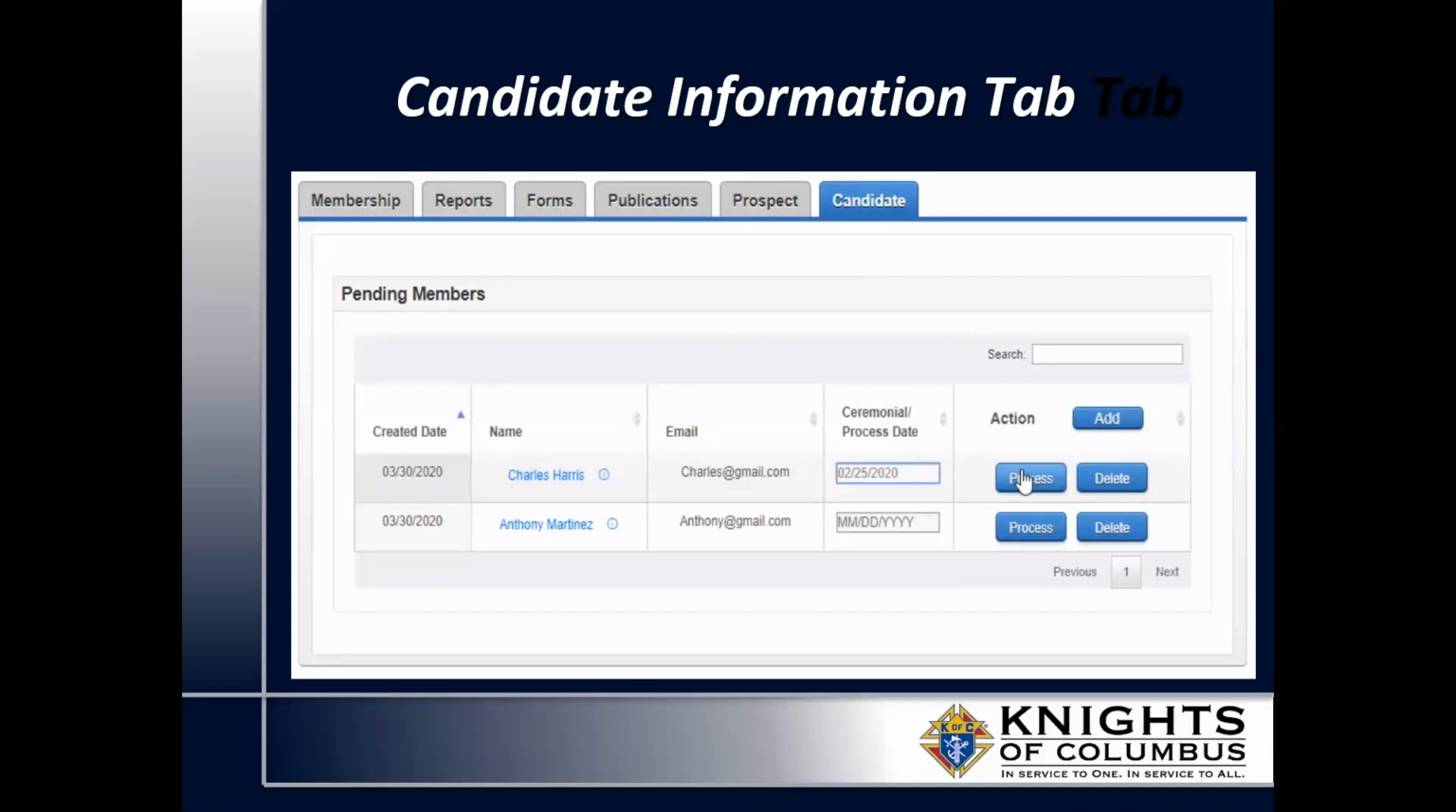Now for transferring or reactivating members, say you have somebody that's being transferred to your council, you would do the same thing. You would get approval from the membership committee and the membership to accept him into your council. And you would also then just enter that information and press the process button. If there was some reason in either one of those cases the person is not approved, then you would press the delete, and that information would be taken off the screen.